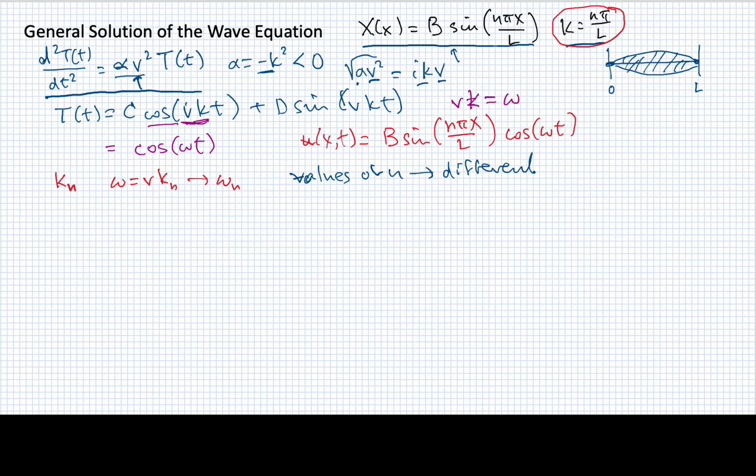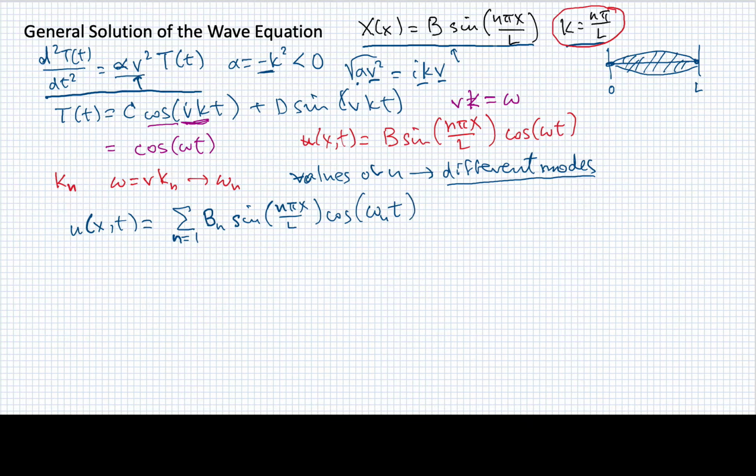And sometimes these are called normal modes, but that might be confusing later on when we talk about vibrational normal modes. I'll just say that these values of n represent different related solutions. They're different modes of the same solution, and in fact a real general solution would be concocted by basically writing this as a sum over all the possible values of n. We start with 1, go up to whatever number we want, and it will be b sub n, sine of n pi x over L, cosine of omega sub n t.